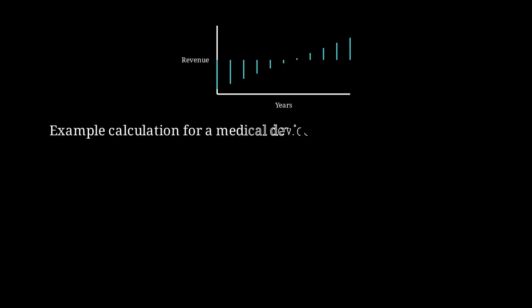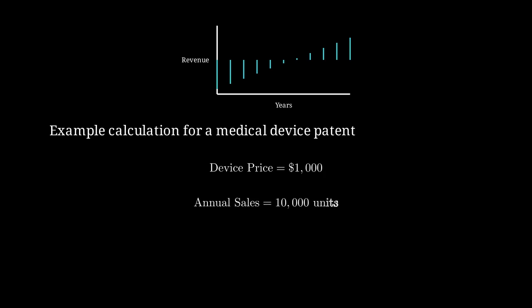Let's calculate royalties for a medical device patent. Suppose the device sells for $1,000. The device price is $1,000 per unit. Annual sales are 10,000 units. You negotiate a 5% royalty rate. Your annual royalty income would be 1,000 times 10,000 times 0.05, which equals $500,000.